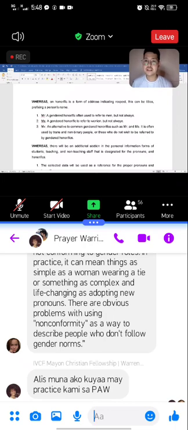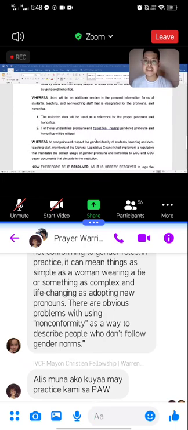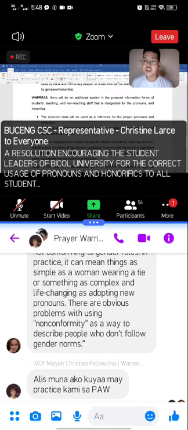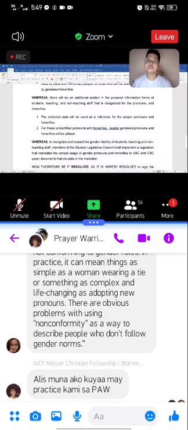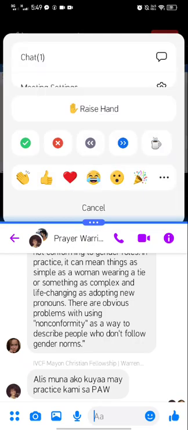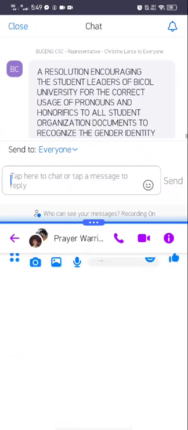So hearing none, let's proceed to the sixth clause. Whereas there will be an additional section in the personal information forms of students, teaching, and non-teaching staff that is designated for the pronouns and honorifics. The collected data will be used as reference for the proper pronouns and honorifics. For those unidentified pronouns and honorifics, neutral gender pronouns and honorifics will be utilized. Are there any amendments to this clause? Right, so hearing none, let's proceed to the seventh clause.